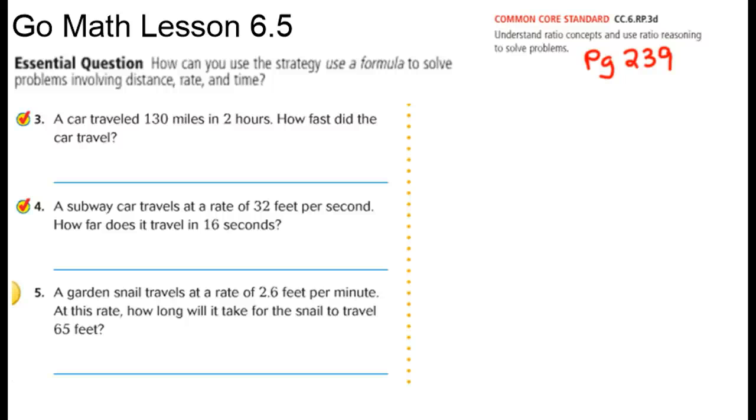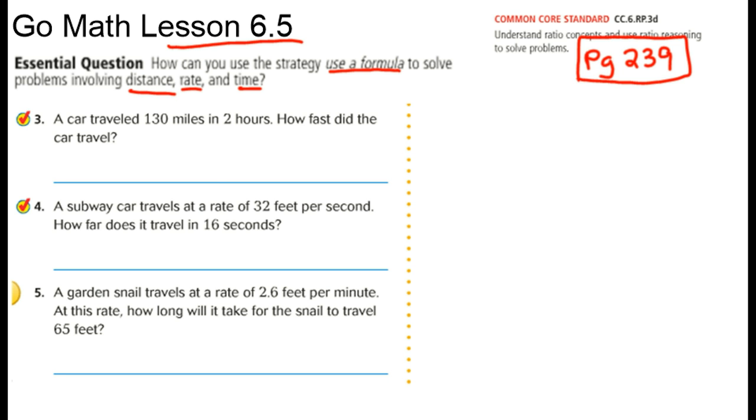Okay, good evening, class. We are going to be working with the Go Math Lesson 6.5 from page 239 in your big book. The central question for today's lesson is how can you use the strategy use a formula to solve problems that include distance, rate, and time.